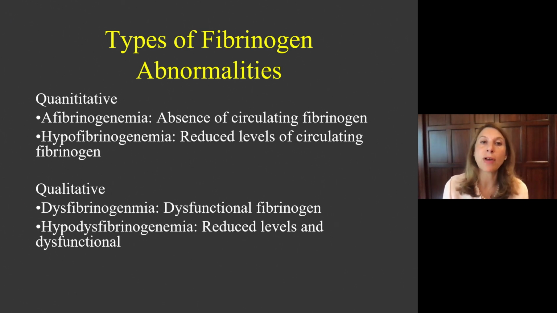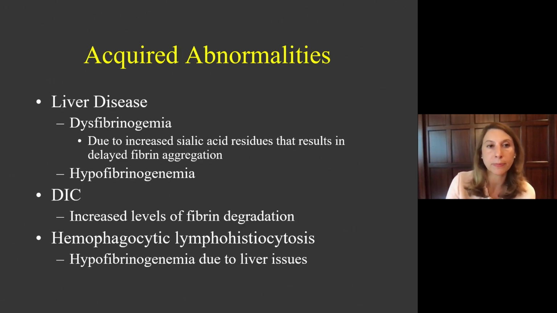So what types of fibrinogen abnormalities can occur? You can have quantitative problems such as afibrinogenemia, absence of circulating fibrinogen, or hypofibrinogenemia, reduced levels of circulating fibrinogen. You can have qualitative or functional problems, dysfibrinogenemia, dysfunctional fibrinogen, or hypodysfibrinogenemia, which has both reduced levels and also dysfunction.